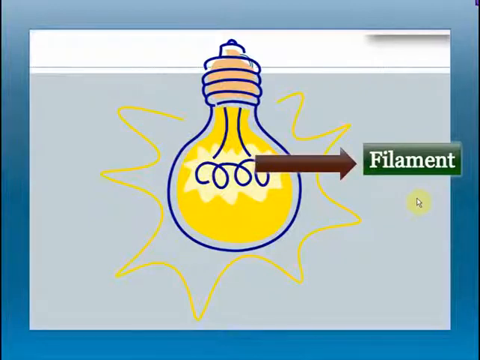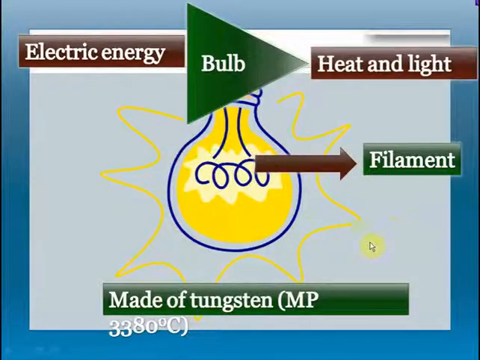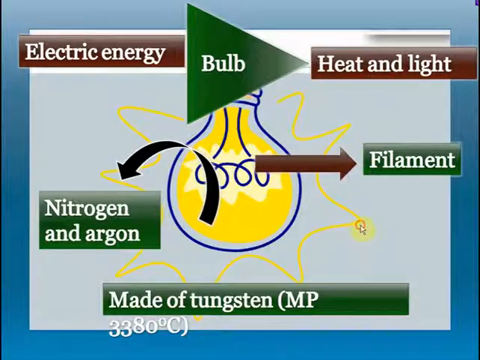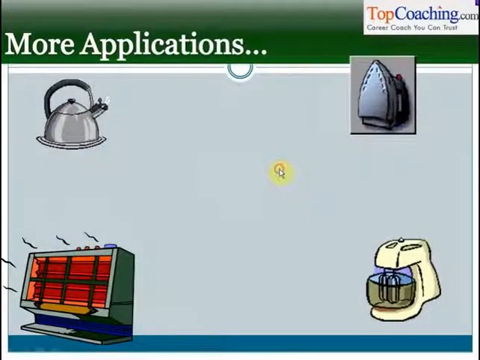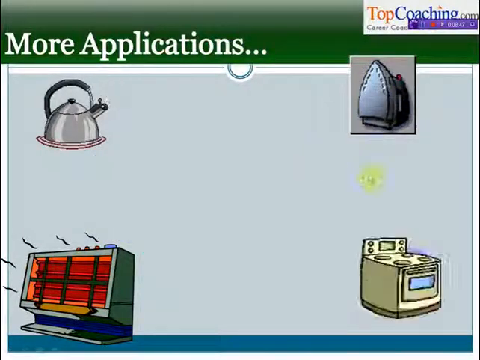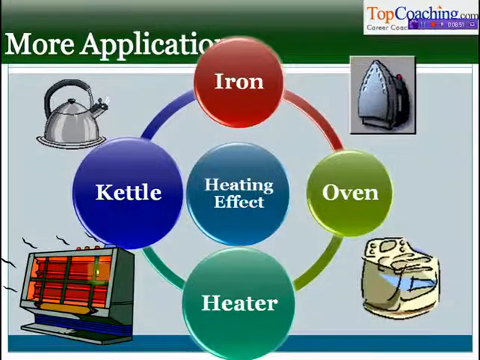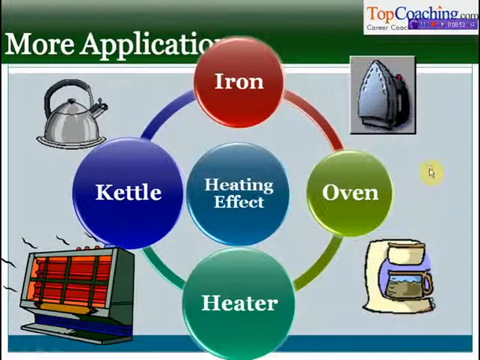There are many applications of the heating effects of current. When current passes through a circuit, it heats up the circuit. The most common application is the electric bulb. The filament in the electric bulb gets heated up because electric energy gets converted into heat and light energy in the bulb. Nitrogen and argon gas are present in the bulb. More applications of the heating effect of current include the electric iron, the electric kettle, the electric oven, and the electric heater.